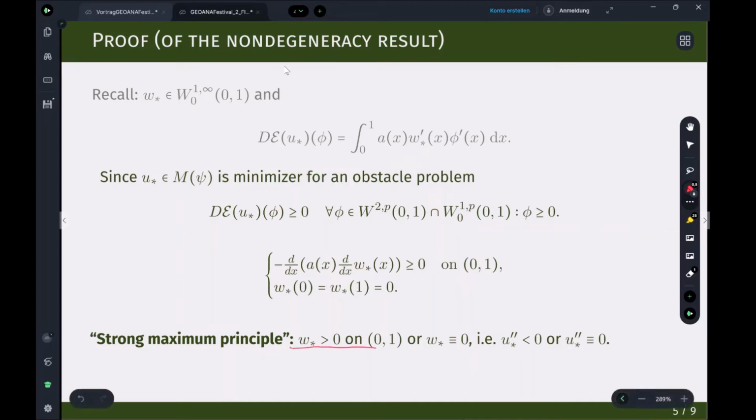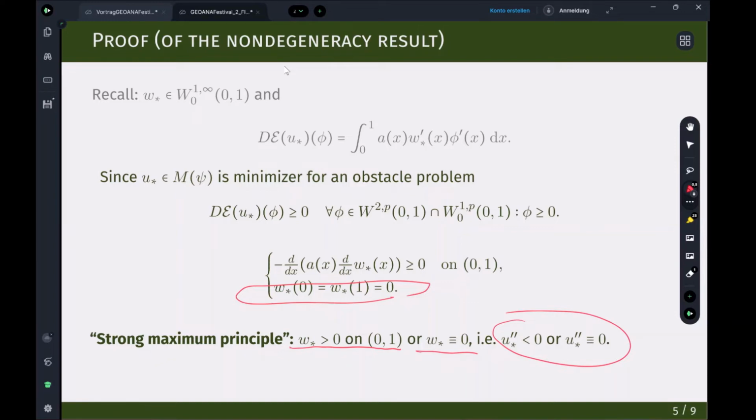So either the minimum is not attained, which accounts for W star being bigger than 0 on (0, 1), or the minimum is attained, but then W star needs to be constant, and the only constant that is available is the constant 0. And this is exactly what we wanted, since now W star has basically exactly the opposite sign of u star prime prime. That one can see by the definition of W. And that way we obtain this result.